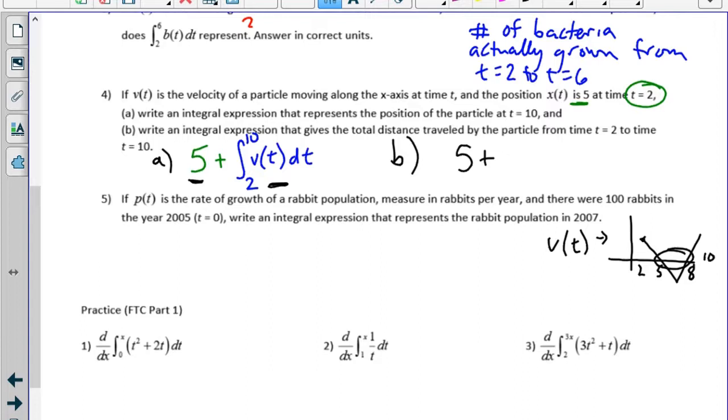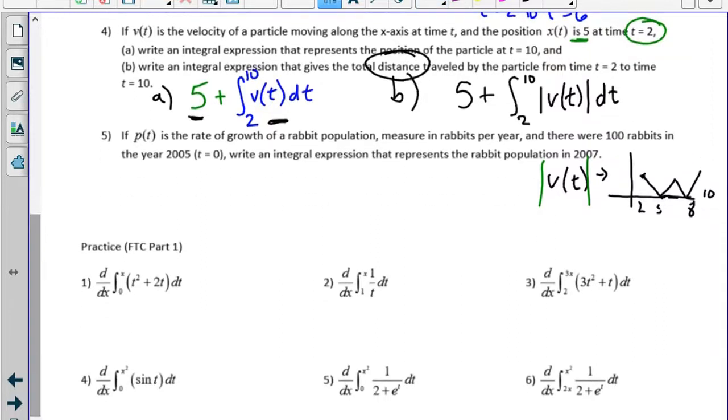But if I could take the absolute value of v of t dt, what that would end up doing is everything that was underneath the axis would then turn into being over the x-axis. And because that's true, I could just take the integral of this absolute value, and then that would work. So the answer for B is from 2 to 10, absolute value of v of t dt. So I take 5, which is where I started, and I add the integral from 2 to 10 of the absolute value of v of t dt, and that gives me the total distance that is traveled by the particle.